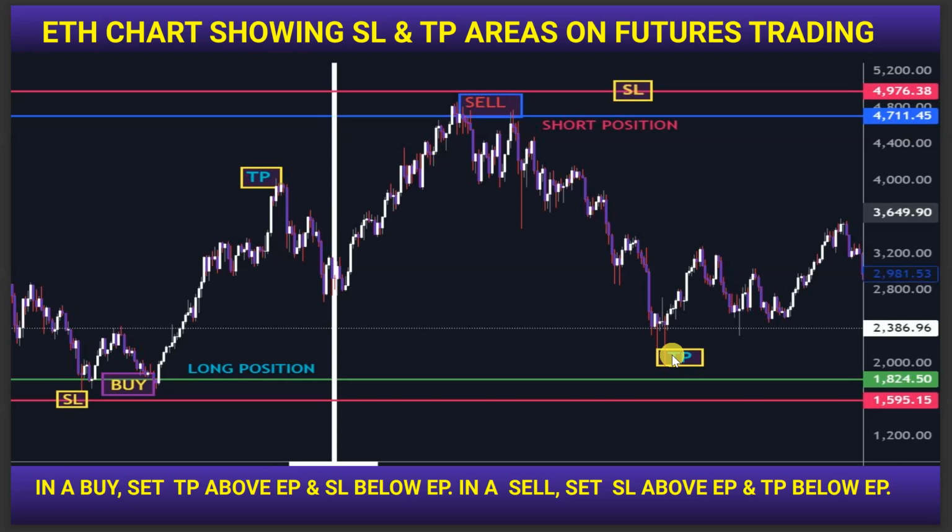When we get to the advanced level, we are going to expand on taking profit and stop loss, where we talk about trailing stop, break even, stop profit, and all that. So our brief note here: in a buy, set TP above entry price and stop loss below entry price. Then in a sell, set stop loss above entry price and take profit below entry price.